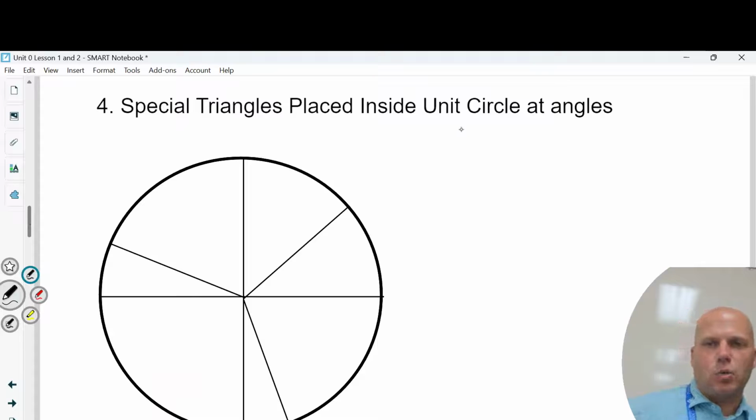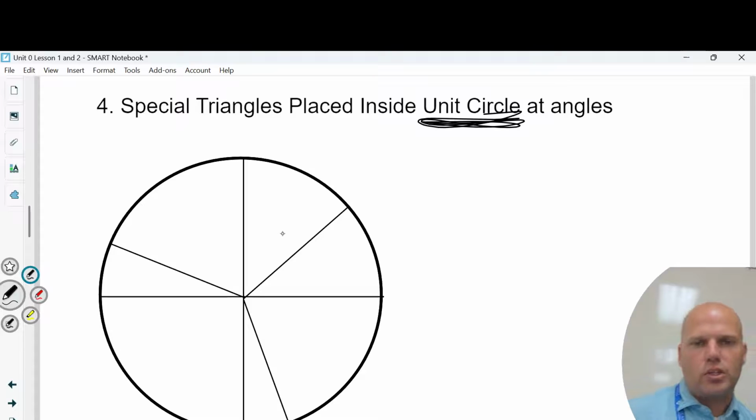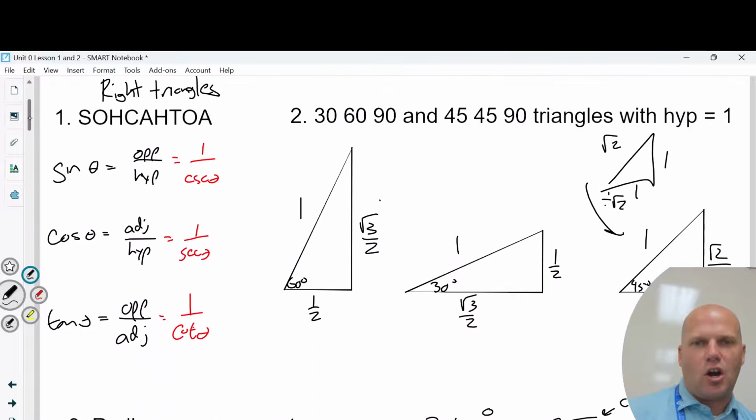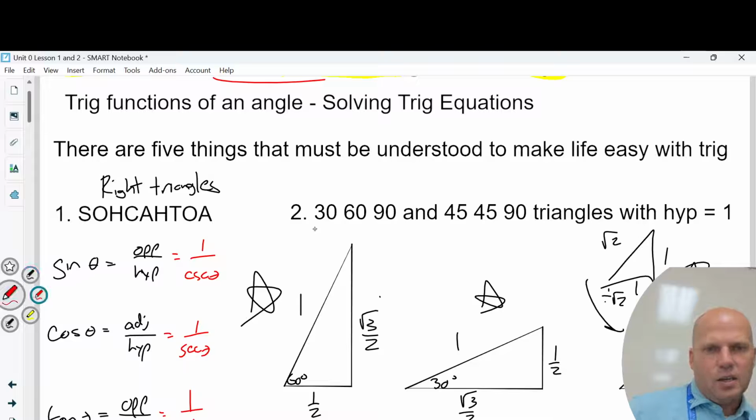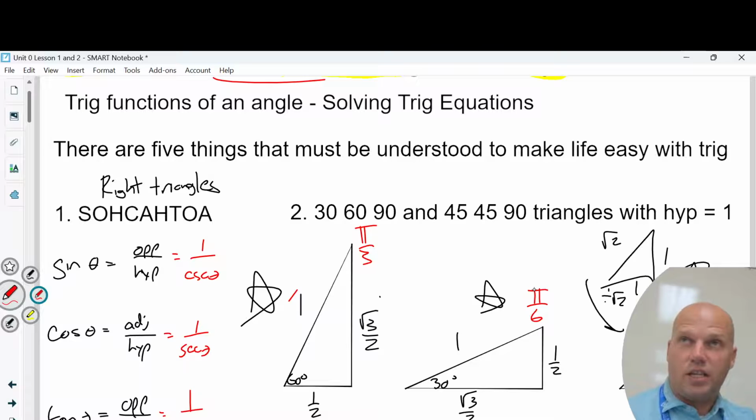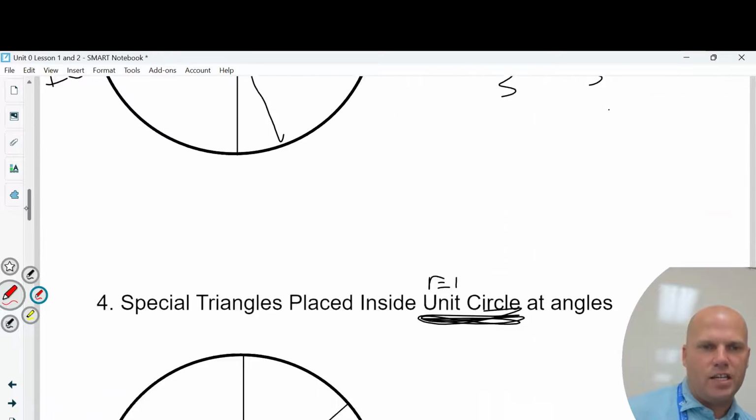Then what we realize, why is it called the unit circle? It's called the unit circle because it's a circle with a radius of 1. And what we realize is that we can use our triangles that we already know, and our triangles can go inside this circle because the radian measurements of pi over 3 create the tall 30, 60, 90 triangle. The radian measurements of pi over 6 create the short 30, 60, 90 triangle. And the radian measurements of pi over 4 create the 45, 45, 90.